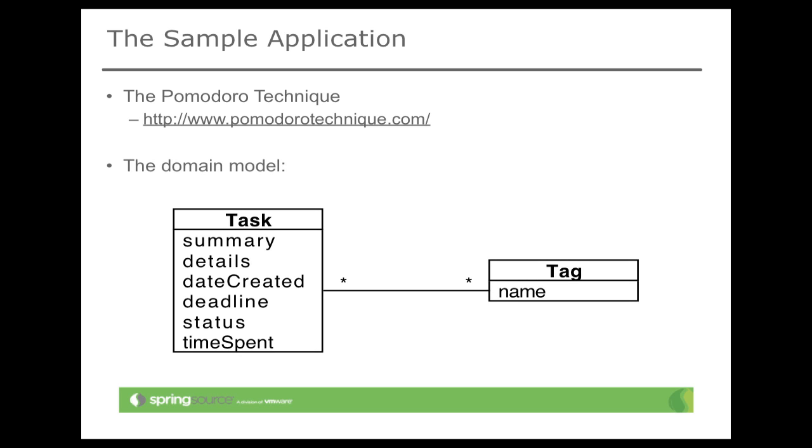It's very straightforward. We'll have a set of tasks and some tags. And each task may have multiple tags, and each tag may be applied to multiple tasks. In other words, we have a classic many-to-many relationship. Now we're ready to get started developing our application.